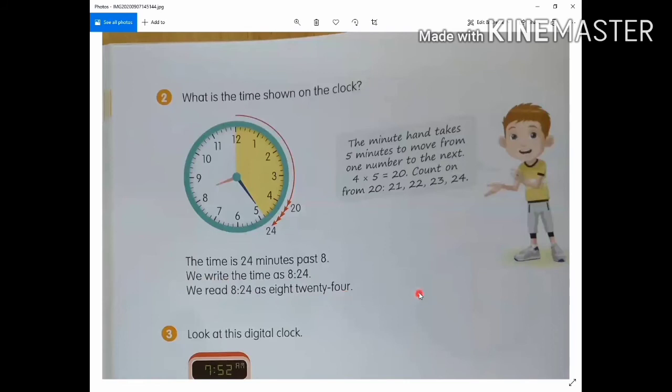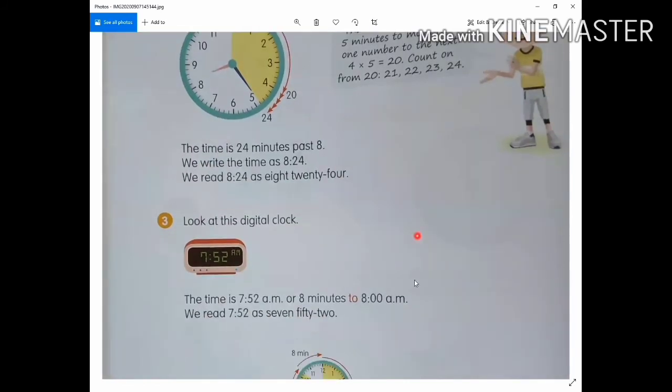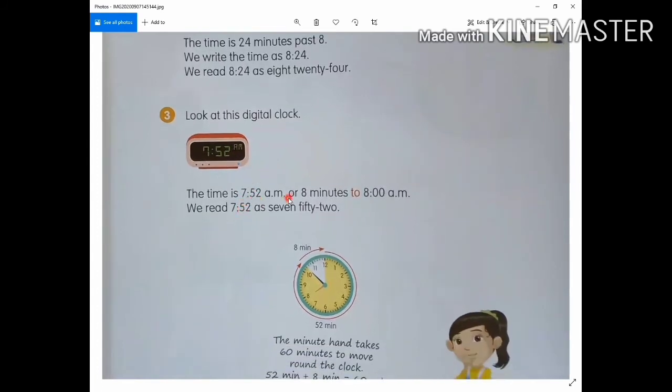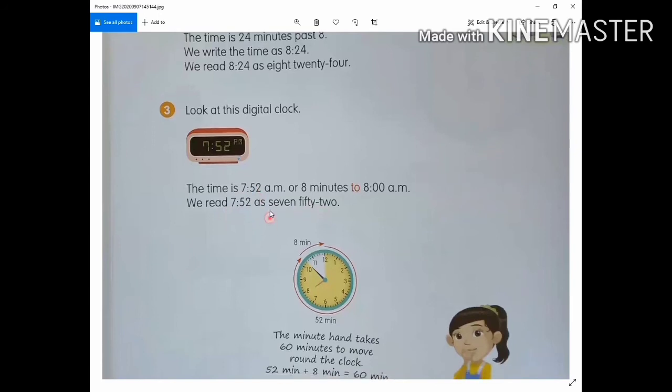Okay, good. And then for number 3, look at this digital clock, 7:52 a.m. The time is 7:52 a.m. Or we can say that 8 minutes to 8 a.m. We read this one as 7:52. I think there's no problem with this.